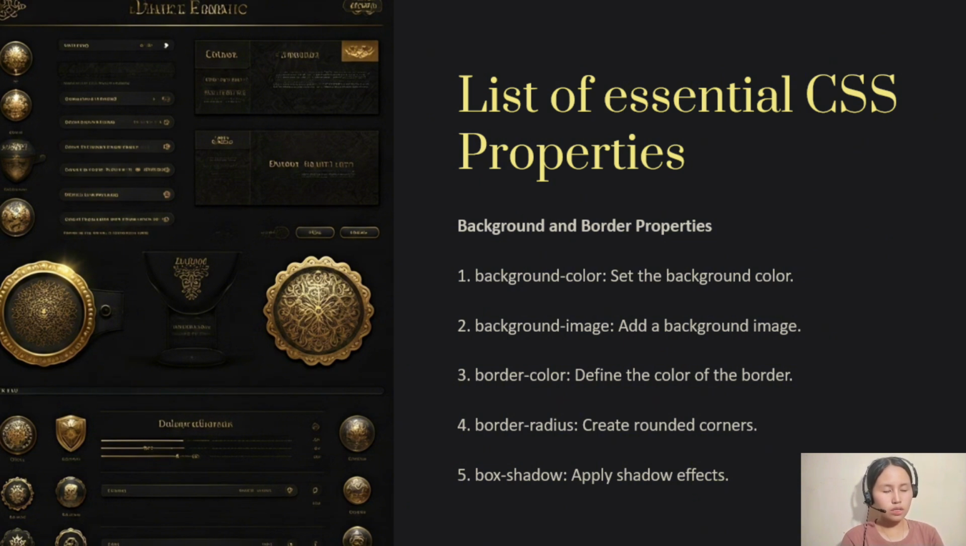The second one is background image. The third one is border color. The fourth one is border radius, which creates rounded corners. And the fifth one is box shadow.